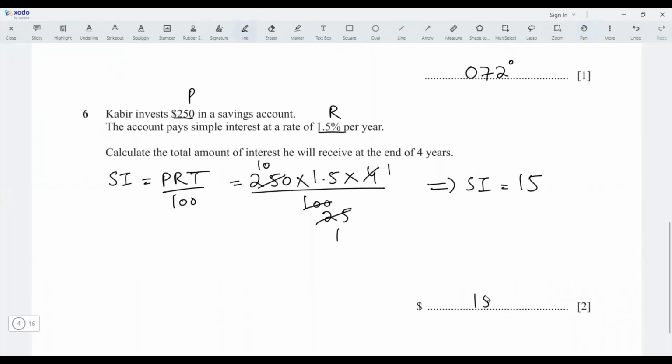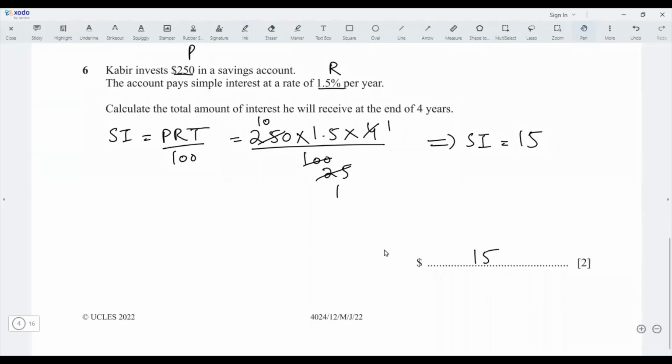So we can write down $15 here. So it is of 2 marks. If you have done the process correctly, you will get 2 marks. So going to question number 7.